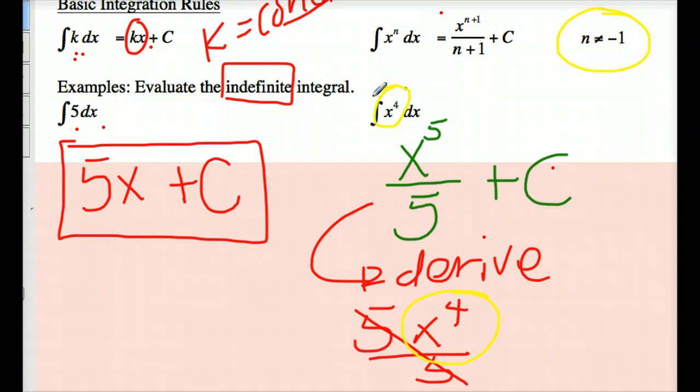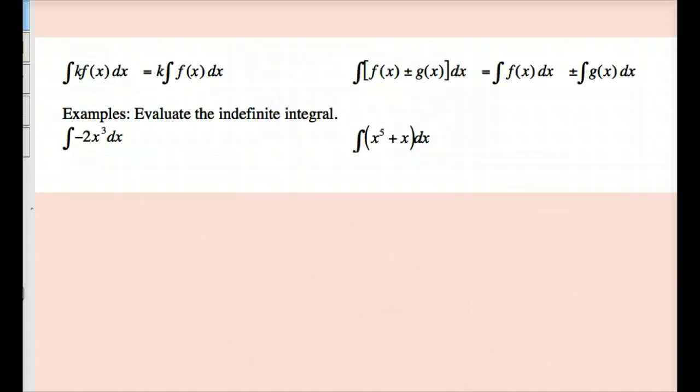So just remember, if I have a constant, I can stick an x at the end. If I have a power, I'm going to add 1 and then divide by the power. Okay? I have a couple more rules for you.